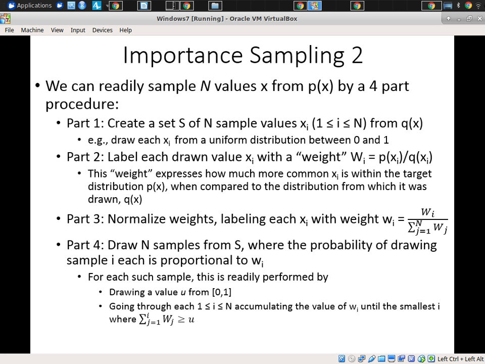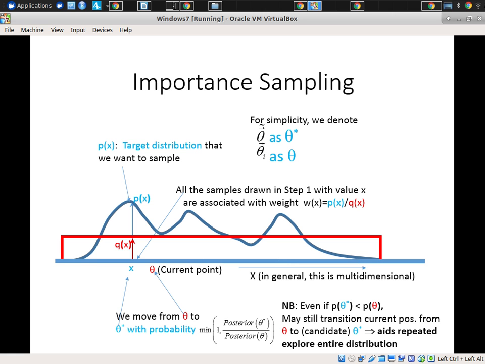So these two steps that I've described, which are described in this slide, are really easy to perform. First, you draw from Q of X. You know how to do that easily by definition. That's why you chose whatever Q of X is. You choose it to be easy to sample from. And then you weight them according to the value of P of X divided by Q of X for each sample you sampled from Q of X.